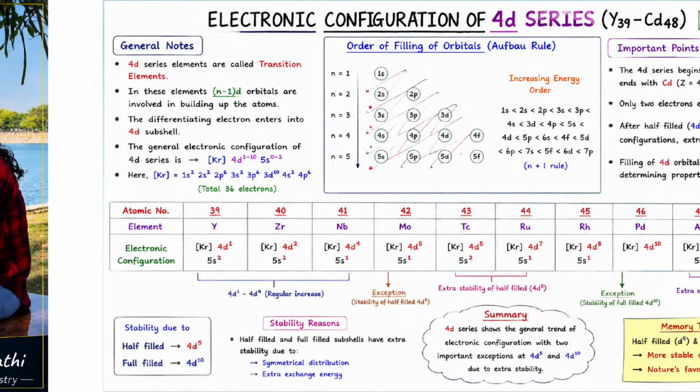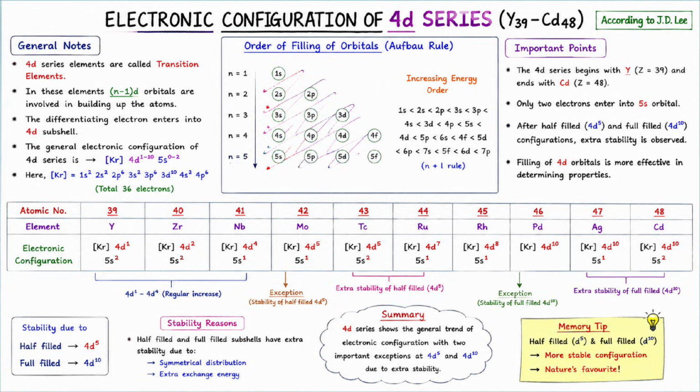Okay, so let's start. When you come across the electronic configuration of the 4d series, first of all keep in mind which is the nearest noble gas present near the 4d series. That is krypton. If you write the electronic configuration from 1s, it will be 1s2, 2s2, 2p6, 3s2, 3p6, and 4s2, 3d10, 4p6.